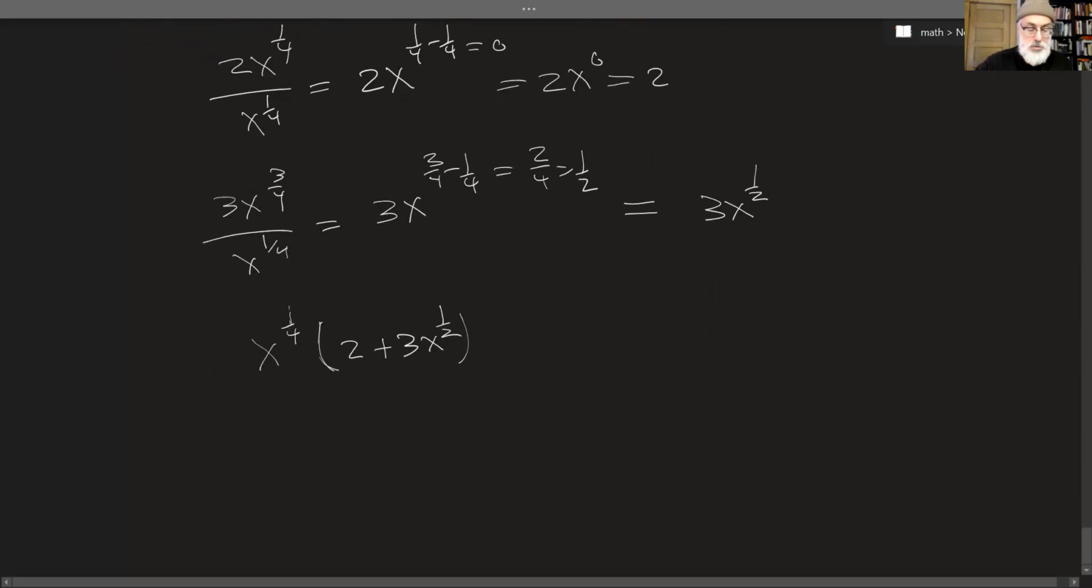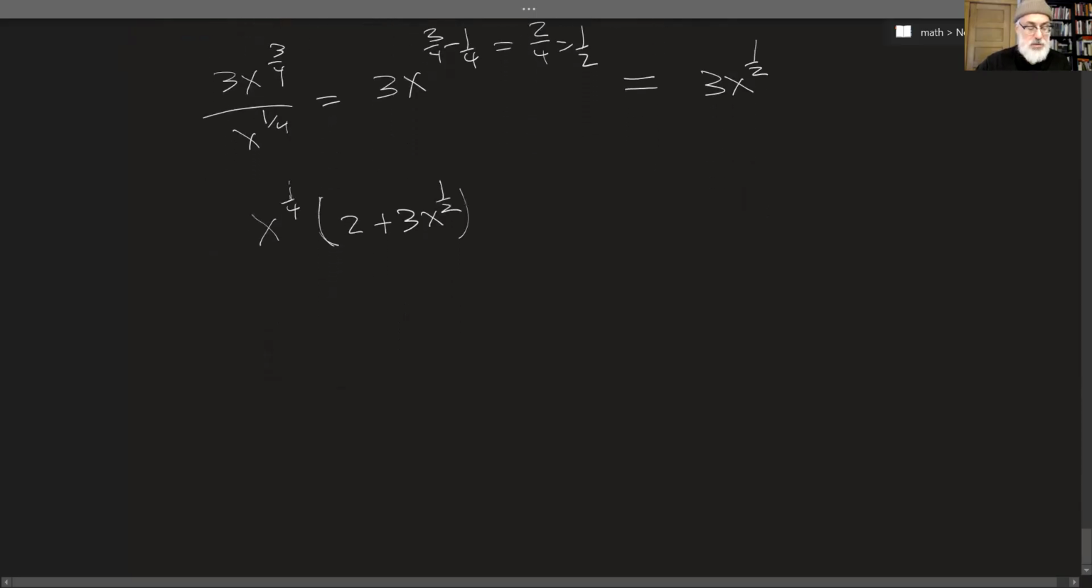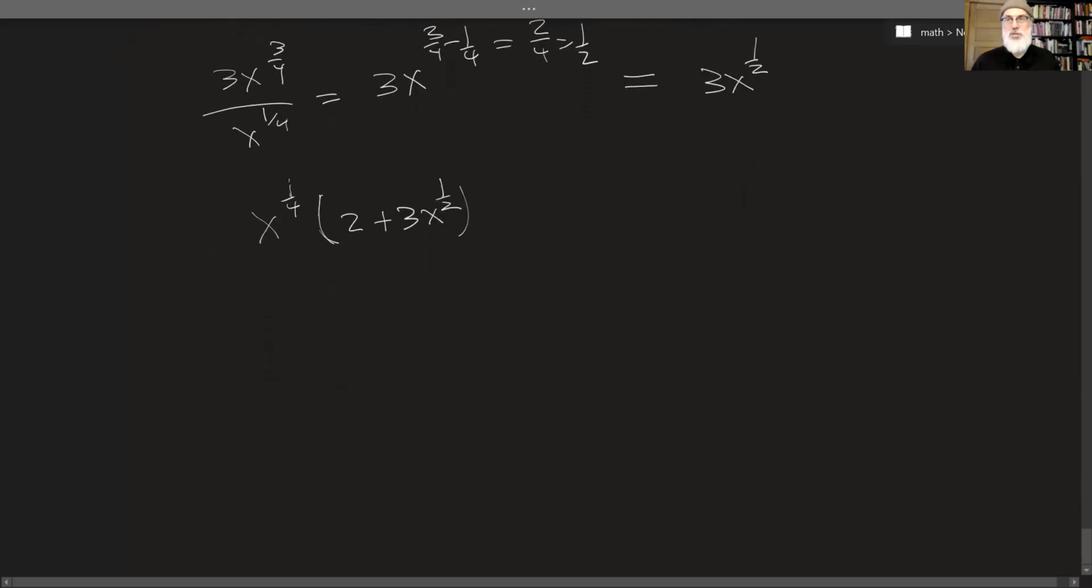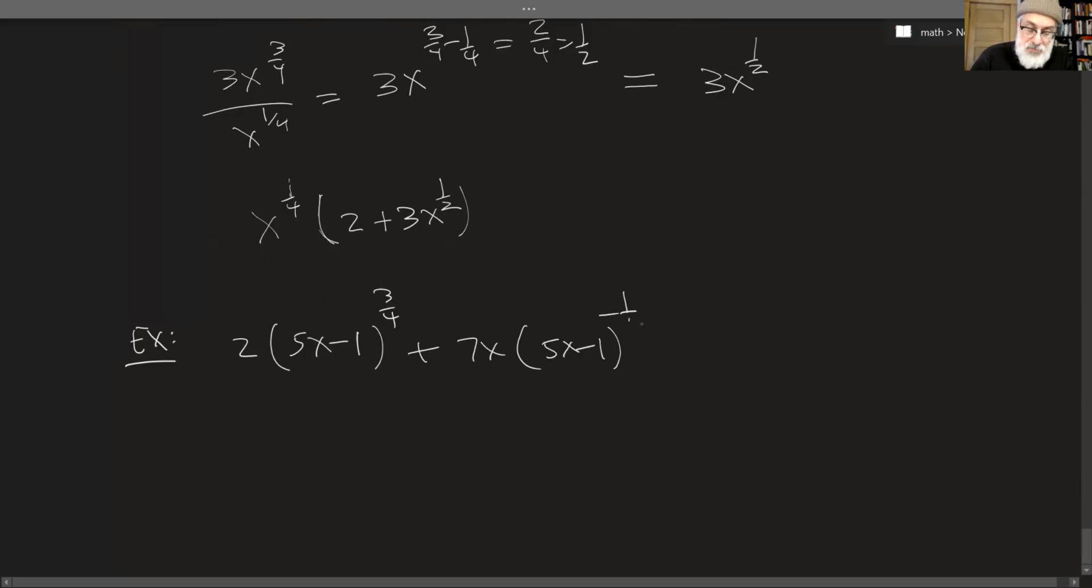All right, let's do something a little more complex looking. The rules are the same. The way we handle the exponents is the same. So trust your rules. To write something ugly: 5x minus 1, this is a quantity to the 3/4. We're going to add that to 7x times 5x minus 1 to the negative 1/4.